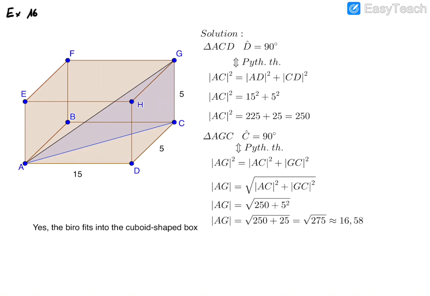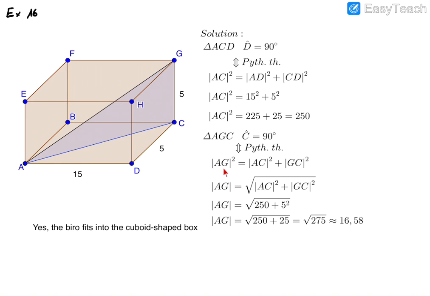First, about the biro, the ball pen. Does it fit in the box? I already explained to you that you have to go and look for the hypotenuse in ACD by using the Pythagorean theorem. Then we know that AC squared is 250. You do not have to calculate AC because we're going to work in AGC, and there we're going to need AC squared as well.